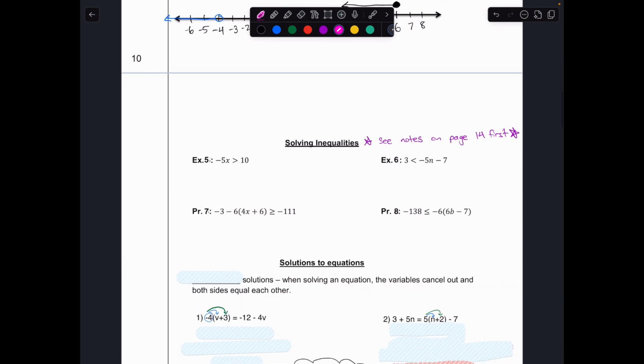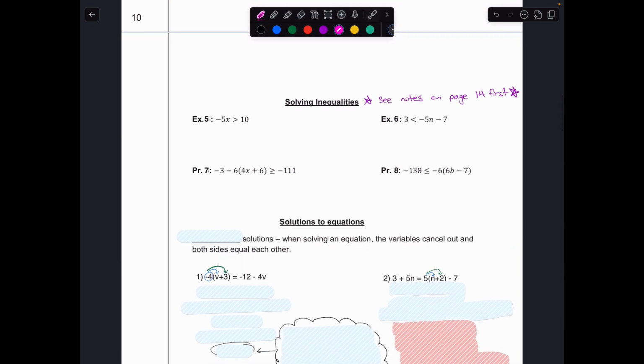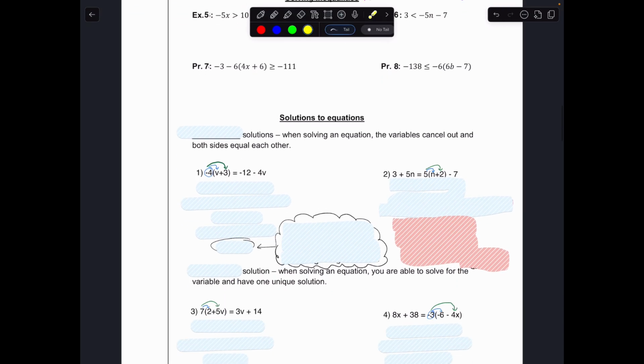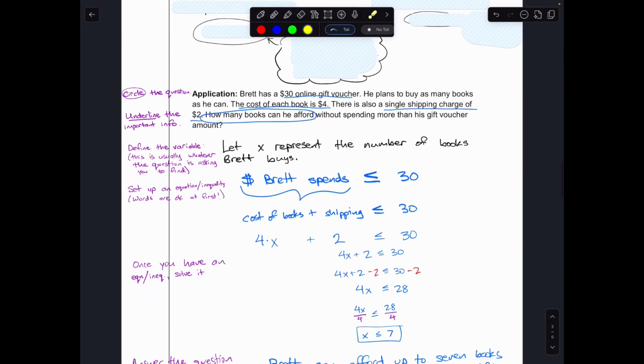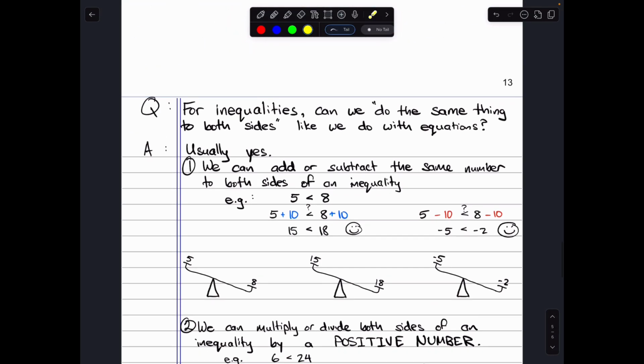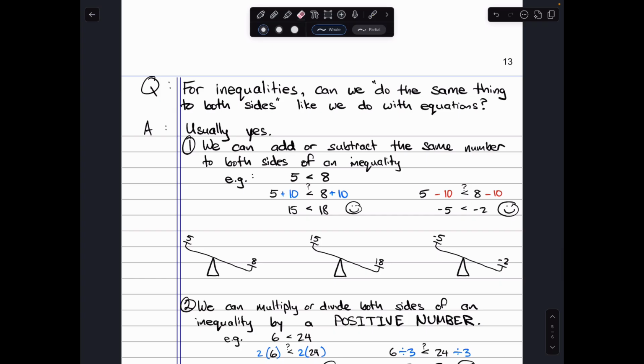Okay. Before we solve inequalities, there are some notes that I want you to write with me. You have a blank page in your notebook on page 14. So go ahead and write this here so you have it for your reference later. And then flip in your notebook to page 14. We're on page 11 right now. There we go. Okay.